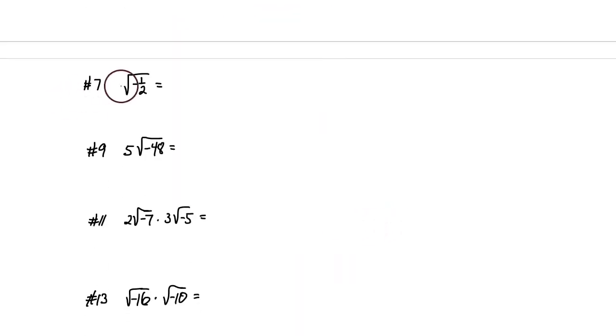Number 7, we have the square root of this fraction. So we can think of this as the square root of negative 1 over the square root of 2. The square root of negative 1, by definition, is the symbol i. Then let's rationalize the denominator. We get i square root of 2 all over 2.